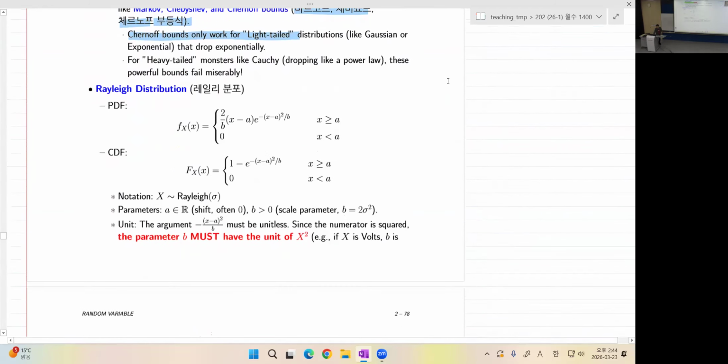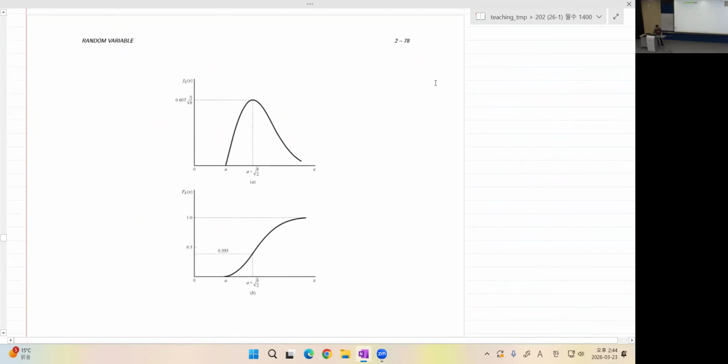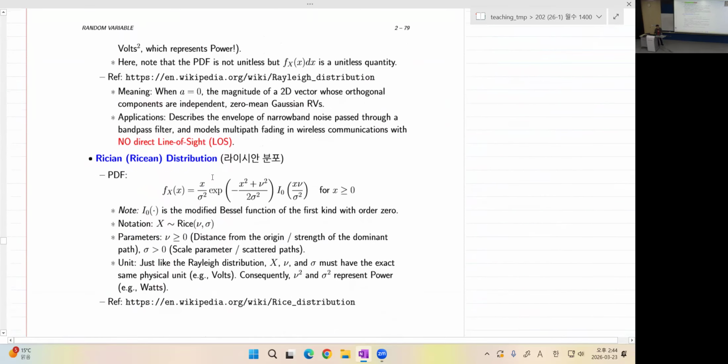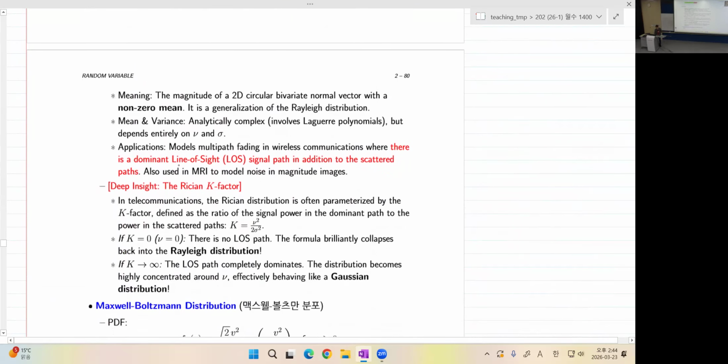Anyway, the next one is the Rayleigh distribution. And it has some form like this. Usually we set A equals 0. And in that case, it is related to the received signal power strength when we have non-line of sight in communications. That's not that important. The Rayleigh distribution is heavily used, or was heavily used, in wireless communication channel modeling that has a line of sight path.